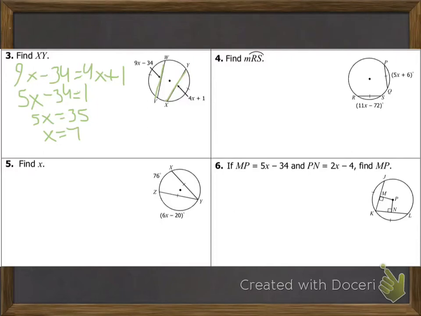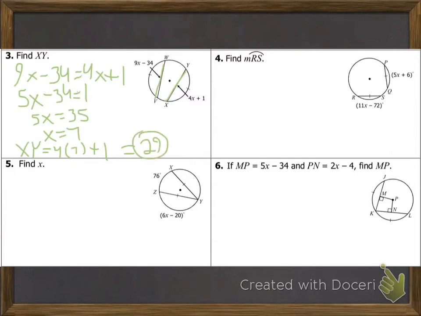Now you're going to take the x and plug it into 4x plus 1, and that'll tell you what XY is going to be. So for XY, we're going to have 4 times 7 plus 1. That's going to be 28 plus 1, which is 29. So that's going to be my answer.